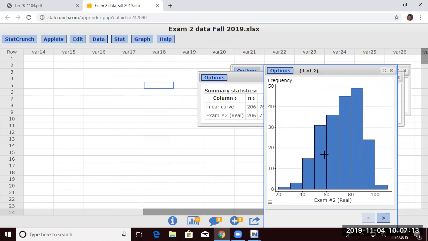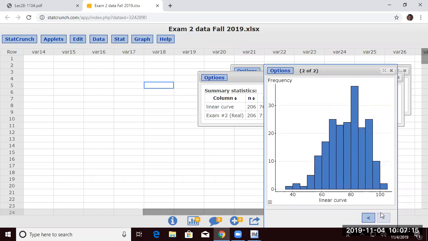So with the curve, it looks a little more normal, just a little bit. And you still have the highest amount of people in the 80s. But now these scores on the left are moved up a little bit more to make it a little nicer for you guys. All right. Any questions with that?